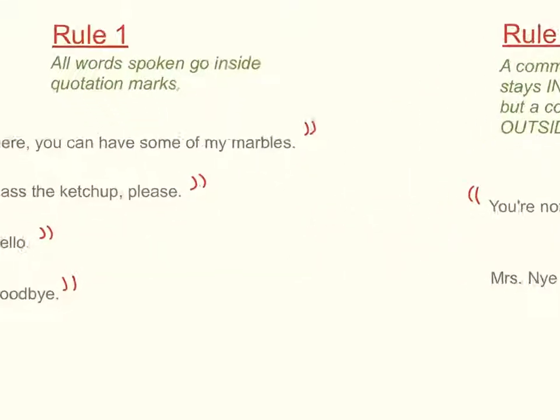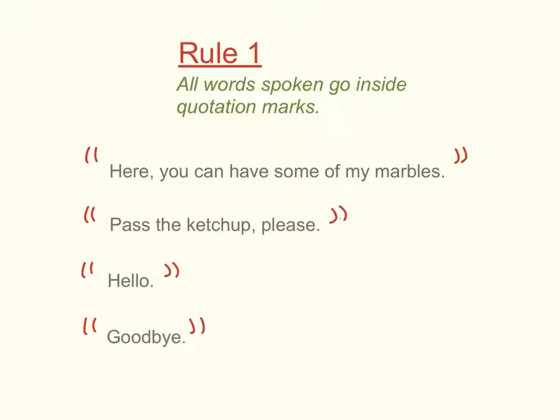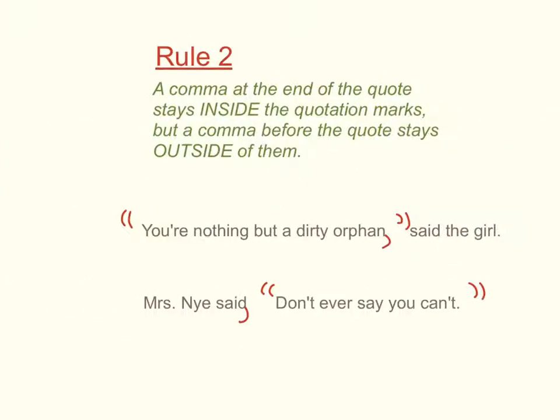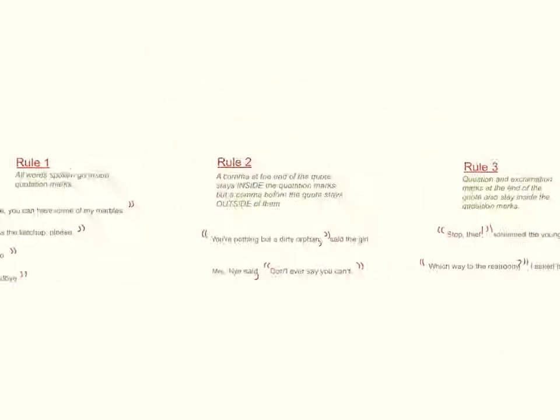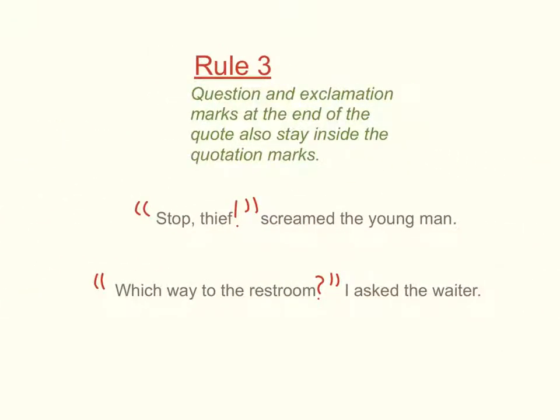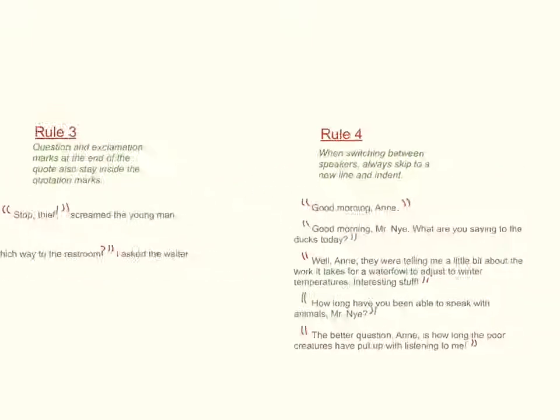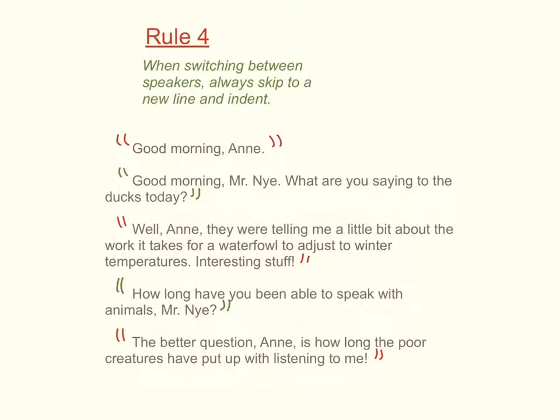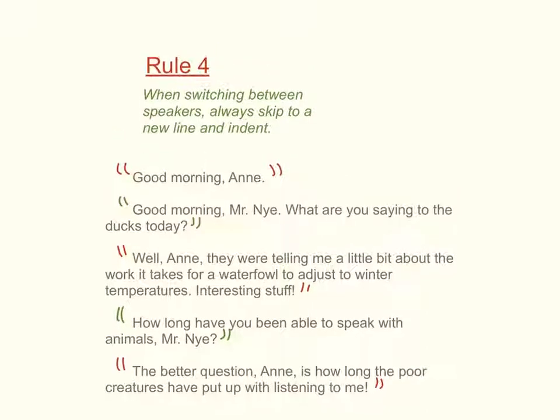So there are 4 easy rules on how to format dialogue. Let's go through them one more time. Again, any words spoken in your story need to go inside quotation marks. Commas at the end of quotes stay inside quotation marks. Commas at the beginning stay outside. Rule number 3, question and exclamation marks at the end of the quote also stay inside quotation marks. And finally, rule number 4, when switching between speakers, always skip to a new line.